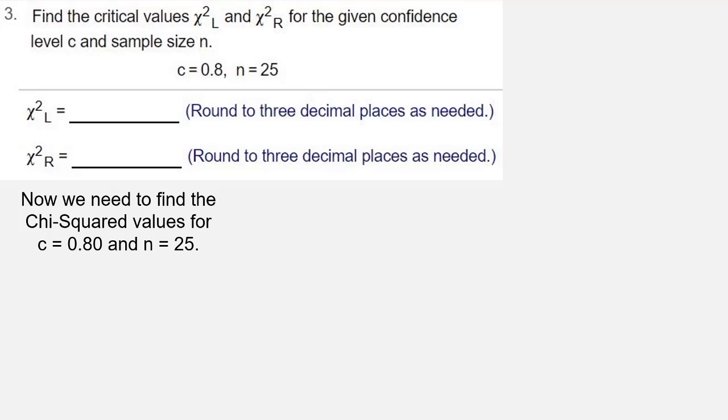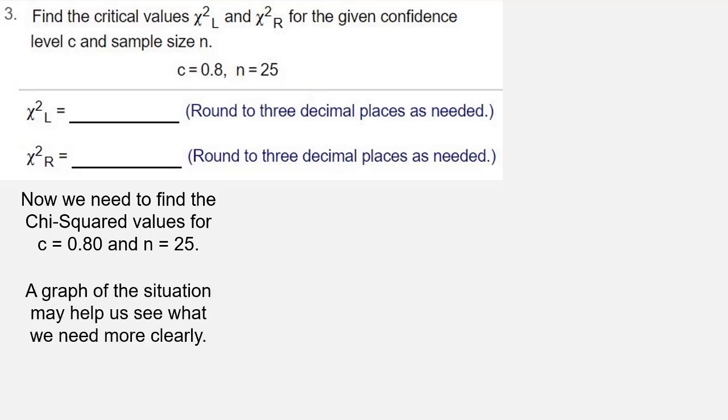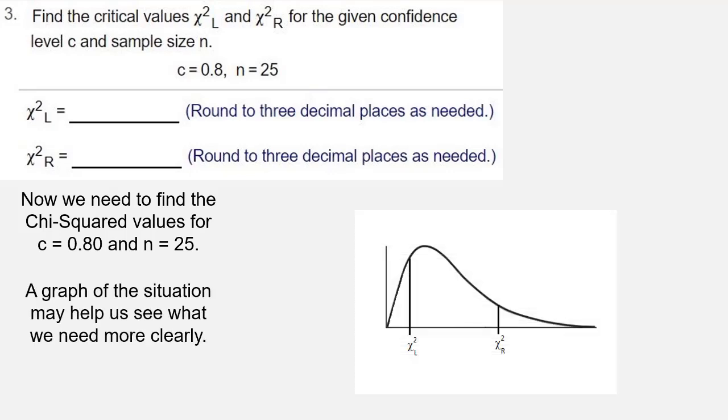A graph of the situation might help us see things more clearly. So we'll draw the chi-square distribution, which is a non-symmetric distribution, and we position our chi-square L and chi-square R values in such a way that the level of confidence is the area between those two, and that each tail has an equivalent area. So on this graph, the area in the middle is 0.8, which we'll write as 0.8000. That's 80% of the total area, so that leaves 20% of the area to be divided evenly between the two tails, so each tail will have 10% of the area, which is 0.1000.